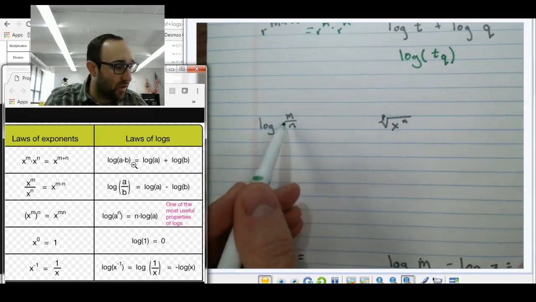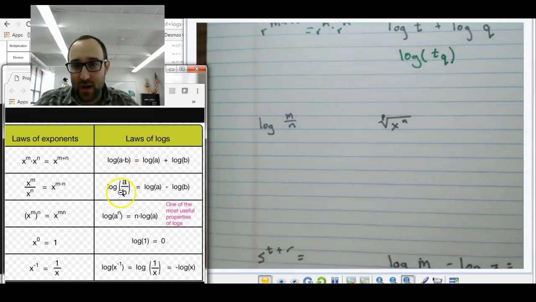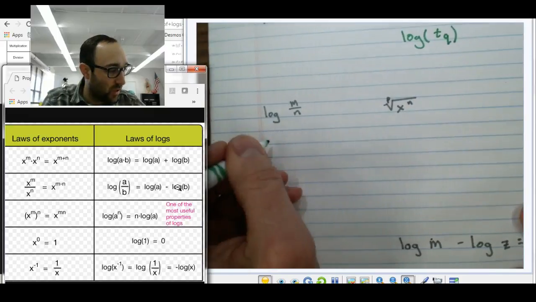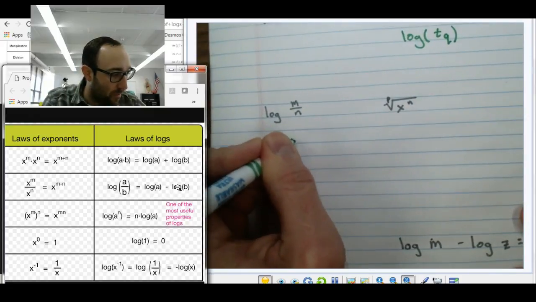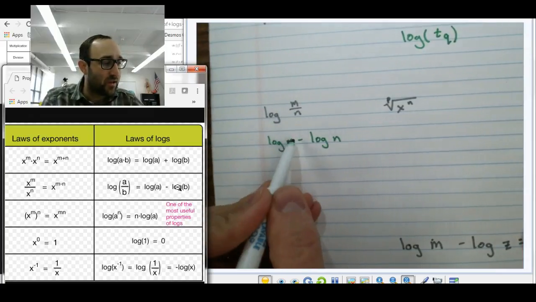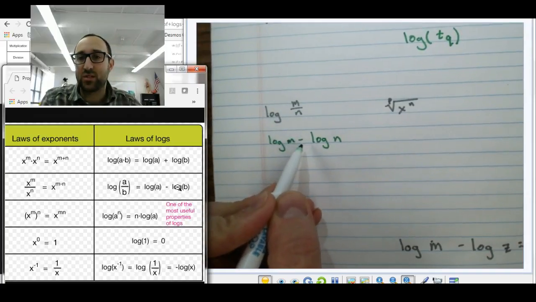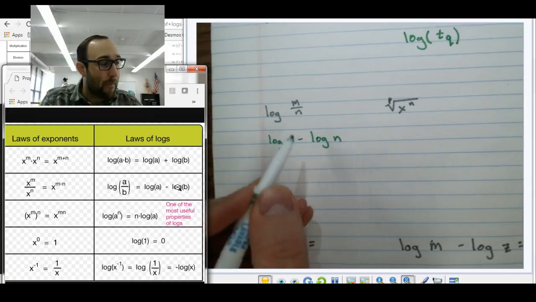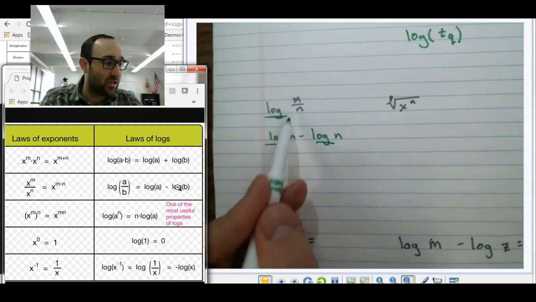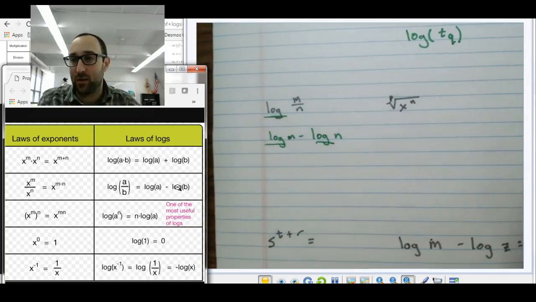Now I'm looking at this one, log of m over n. If I look at m over n, I look at this second row, log of a over b equals log of a minus log of b. So it's kind of like what we just did up here, but backwards. So it's going to be log of m minus log of n. You can kind of remember division changes to subtraction. Alright, but remember we have one log here where we have two logs here. So when I change this stuff up, it's going to be log of m minus log of n.